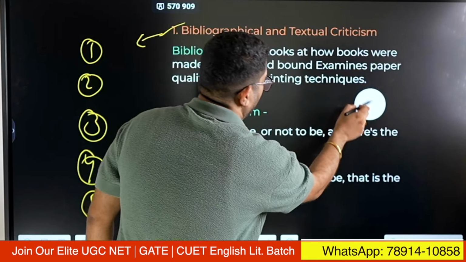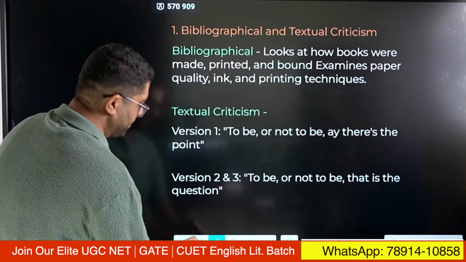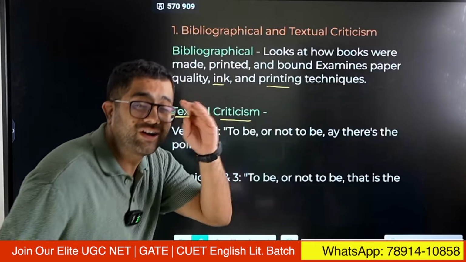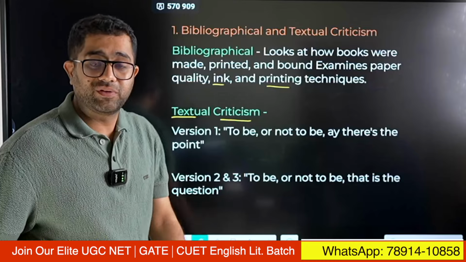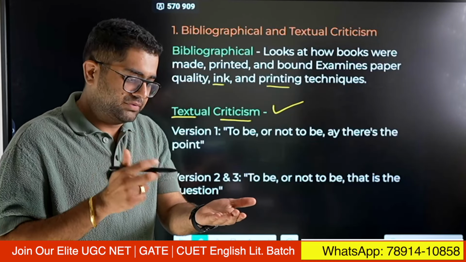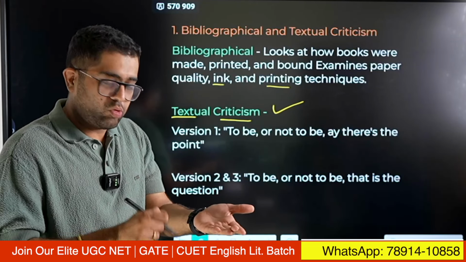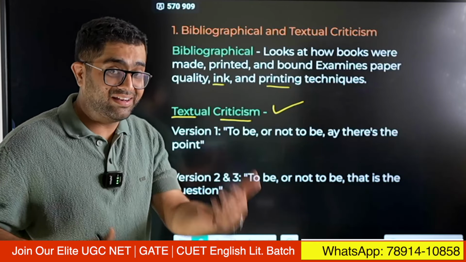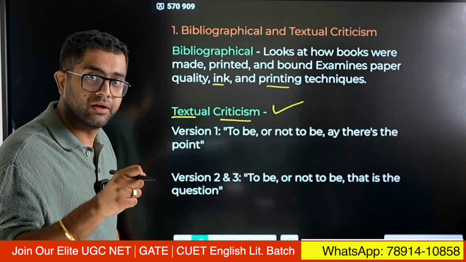So bibliographical, I hope you understand what is bibliographical. Bibliographical means when we are talking about printing and ink and all these things. But when we talk about textual criticism, it is not literary criticism. You may find that a lot of students will think that textual criticism means literary criticism, something Aristotle has written, something Plato has written to ban the poets from the Republic. Aristotle defended it, Philip Sidney defended it. No, we are not talking about literary criticism. We are talking about how the things are written by those writers.